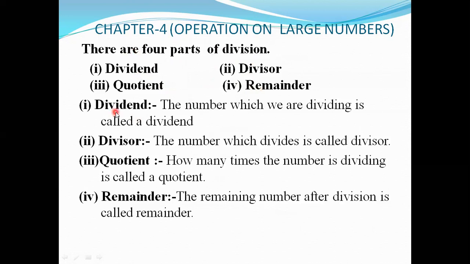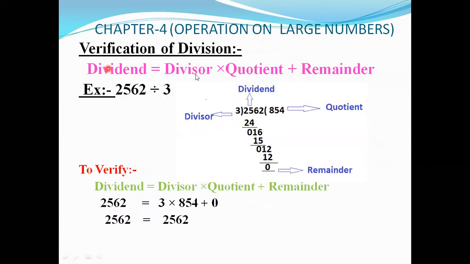Now first, what is the dividend? The number which we are dividing is called the dividend, and the number which divides is called the divisor. The quotient is how many times the number is dividing, and the remainder is the remaining number after the division. Now we will try to understand where the dividend, the divisor, the quotient, and the remainder are by these examples.